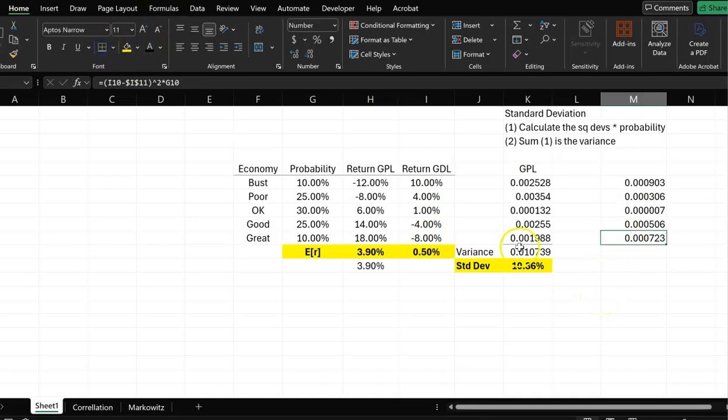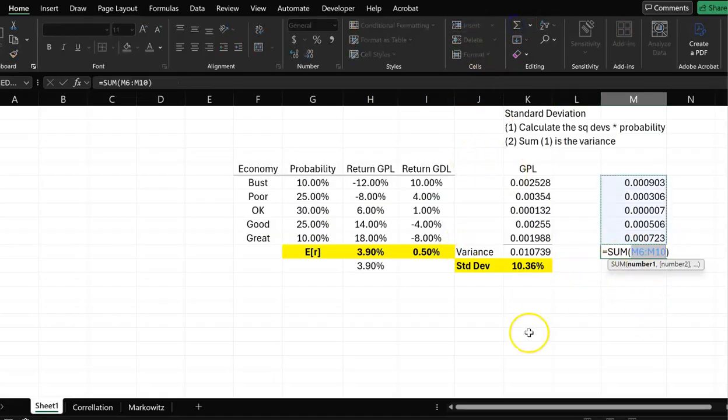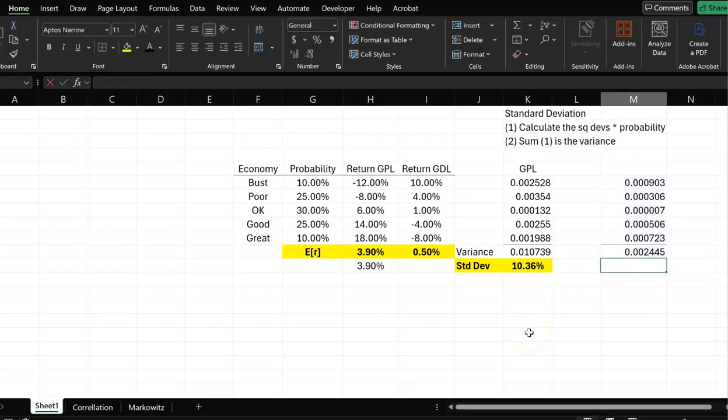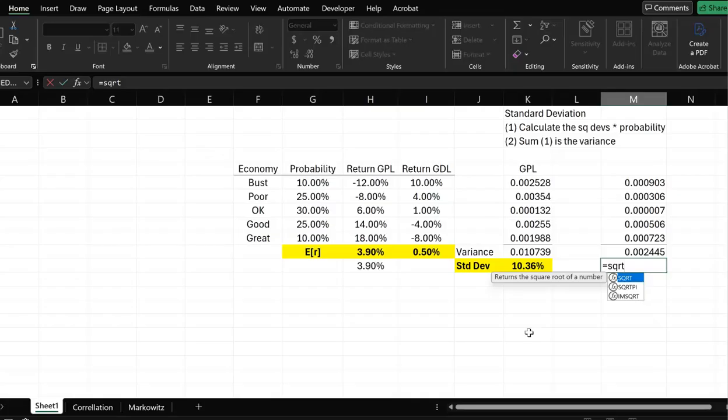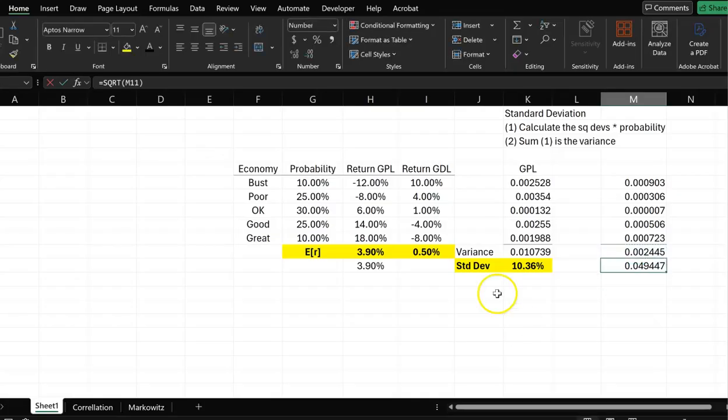All right, so once I have those, again, if I add all of these up, I've got the variance. So I'm going to add all of those up. I'm using the sum function here in Excel. That gives me the variance. And if I take the square root of the variance, I get the standard deviation. And I get 4.94. Okay, so that is using the scenario data to find the expected return and standard deviation for individual assets. Note here that this is GDL.